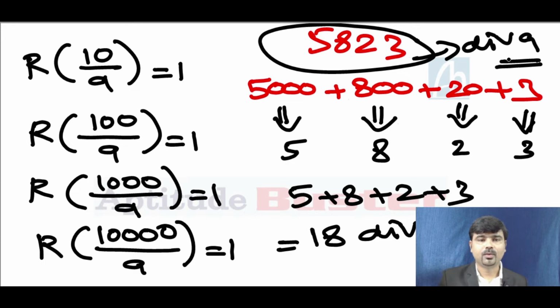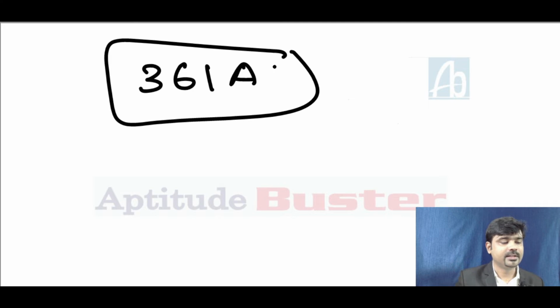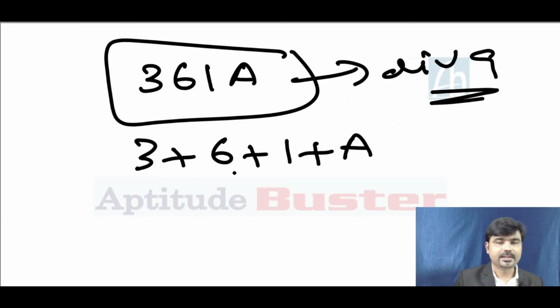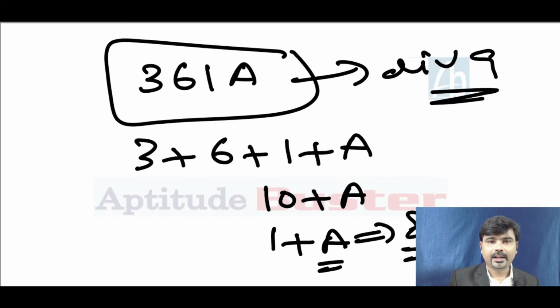Have you understood why we need to add? Here, in all the cases the remainder is 1, 1, 1, 1. The number is 361a. The condition given is that this value is divisible by 9. Can you find out the a value? It's very simple. 3 plus 6 plus 1 plus a. 3 plus 6 is 9, 9 plus 1 is 10, 10 plus a: 1 plus 0 is 1, so 1 plus a. It is given that this value is divisible by 9, so a is 8.